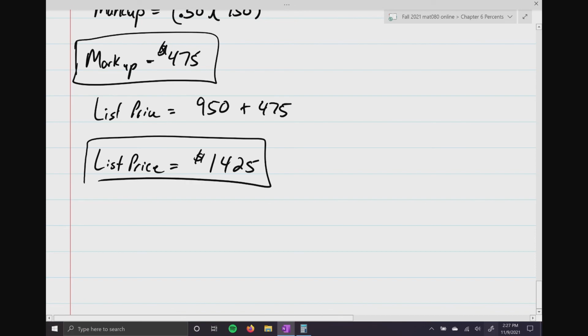And that is going to be it for this section. The next one, we're going to do really easy, simple interest applications.